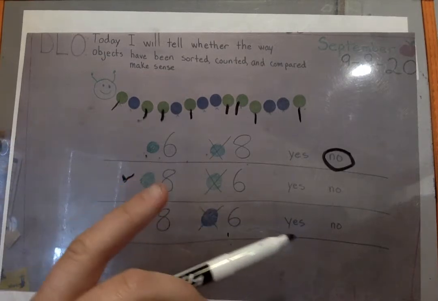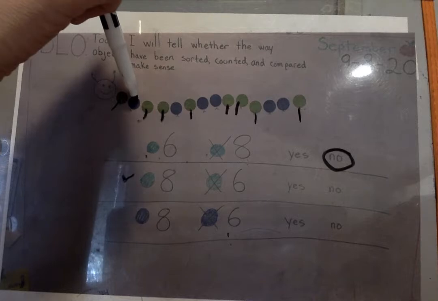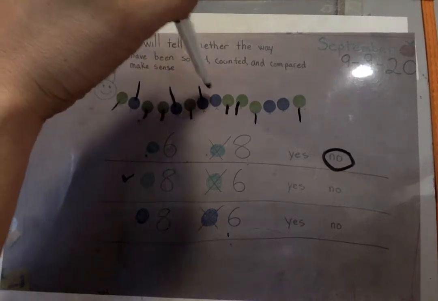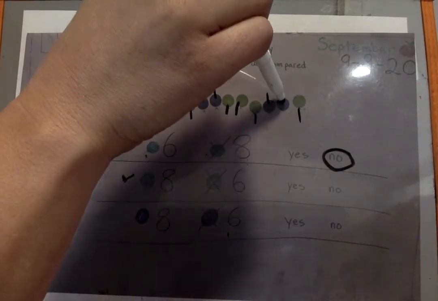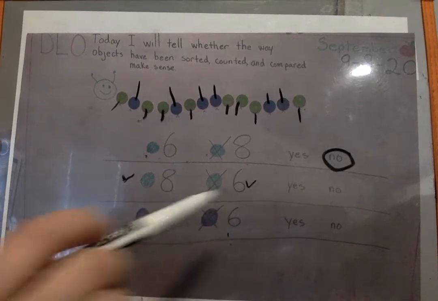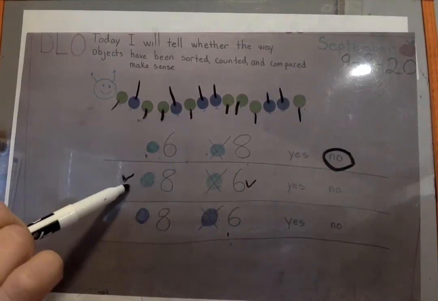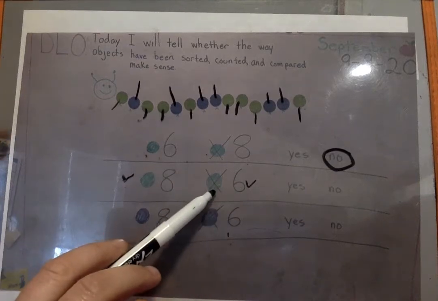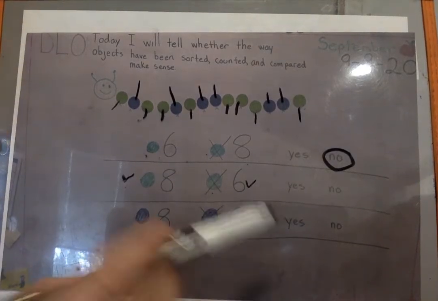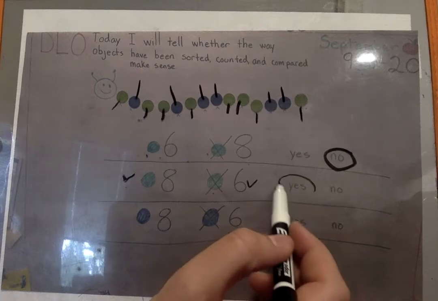6 non-green circles. So that would be blue. Let's count the blue ones. 1, 2, 3, 4, 5, 6. That's correct. So if this statement says there's 8 green circles, we said that's true. 6 non-green circles, we said that's true, then our answer would be yes.